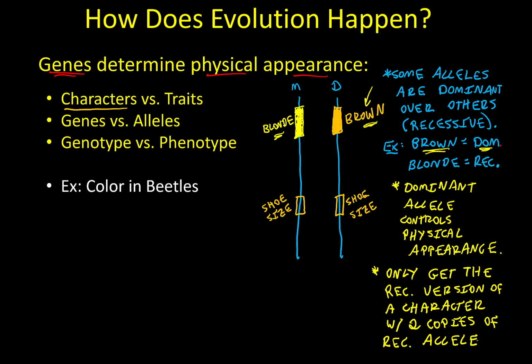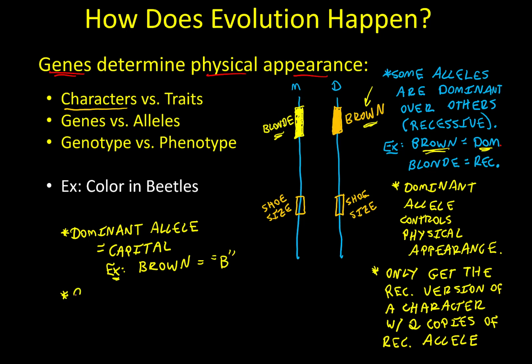To make all this easier to summarize, we use shorthand to refer to the dominant and recessive alleles for a certain gene. The dominant allele is always referred to using a capital letter. So for example, brown hair would be represented with a capital B. The recessive allele is, as you probably guessed, always referred to using the lowercase version of that same letter.